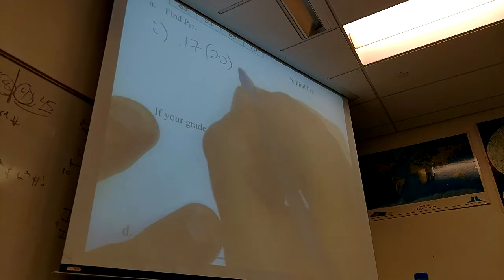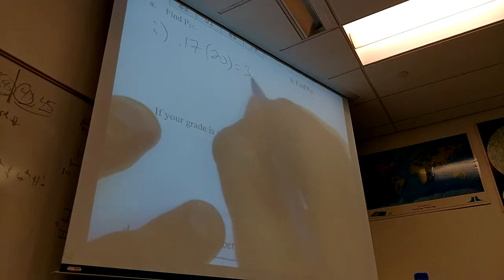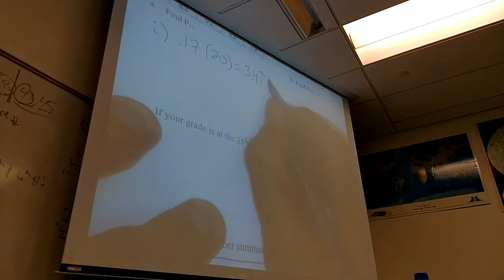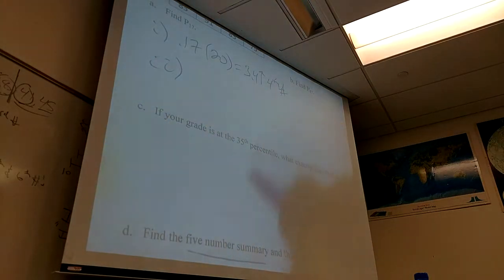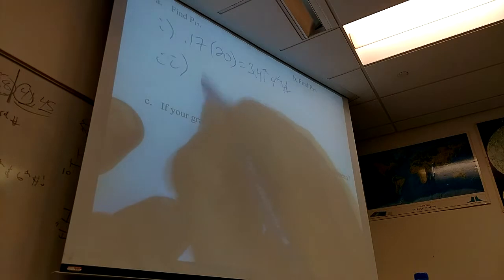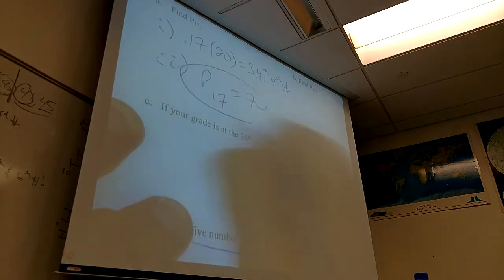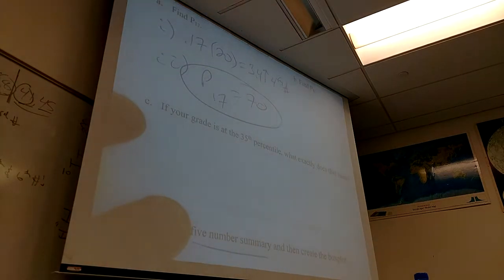0.17 times 20 is? 3.4, and you round that to 4. So the 4th number is the answer. So the second step is to go find the 4th number. 70. There you go.